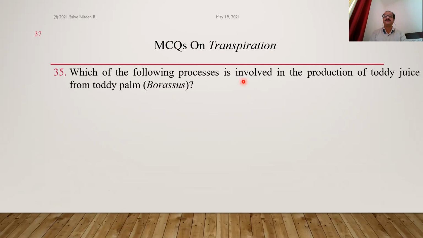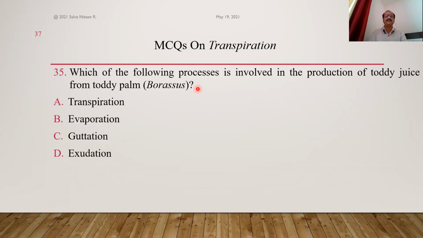Which of the following processes is involved in the production of toddy juice from toddy plant or toddy palm, Borassus? This process is again called as exudation. In case of toddy palm as well as your date palm, exudation is responsible for giving the sap, which is actually not xylem sap, it is phloem sap consisting of some sugar also. So for that again some injury is made to the plant, and that process is called as exudation or bleeding. So D is the right answer here.